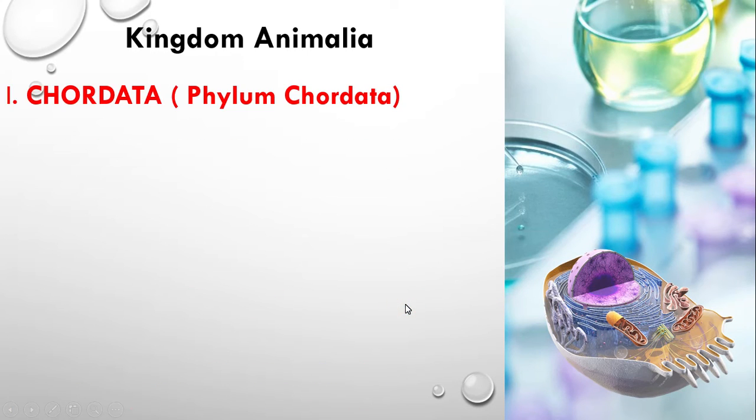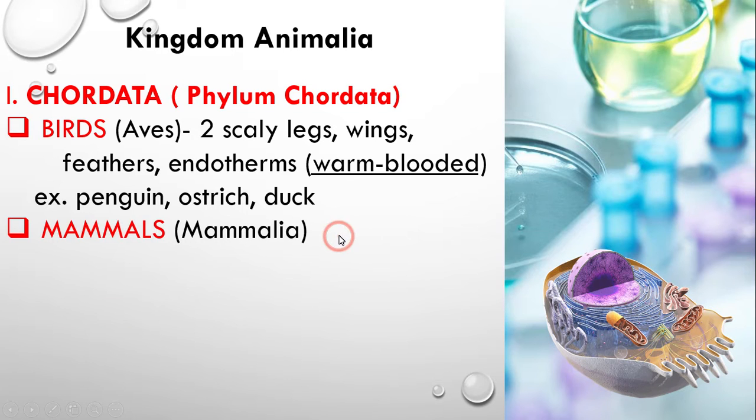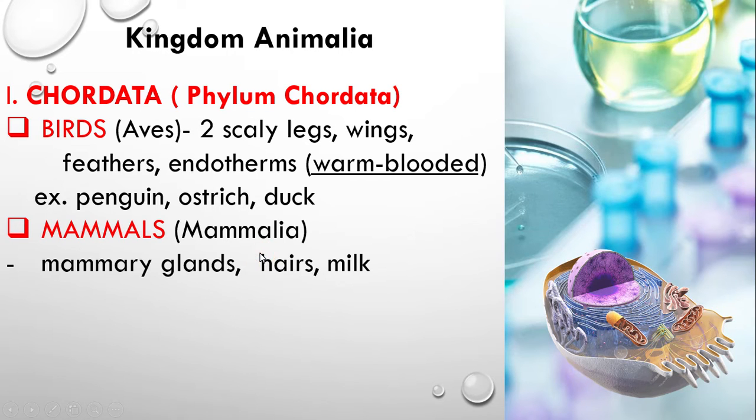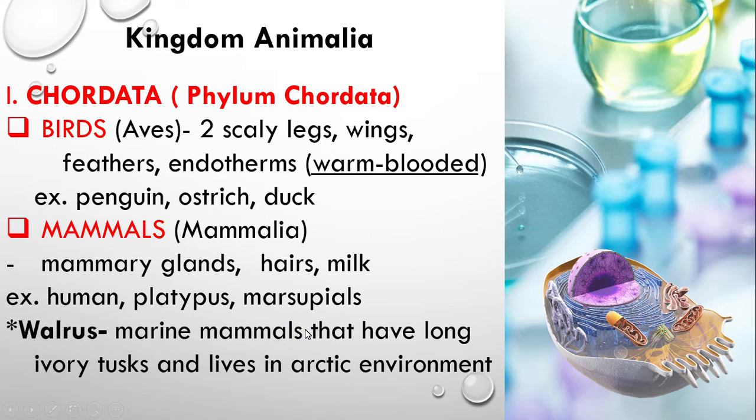Okay? Next, under Chordata are the birds. So birds have two scaly legs, they have wings, feathers, and they are warm-blooded. Examples of birds are penguin, ostrich, duck, there are many. And then we have mammals, or the Mammalia, to which we belong. Mammals contain mammary glands, they have hair, and they can produce milk. Examples of mammals are humans, platypus, and marsupials.